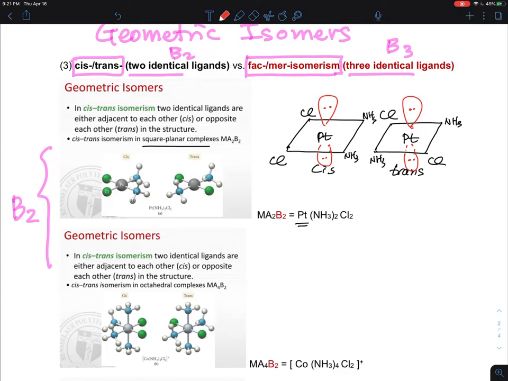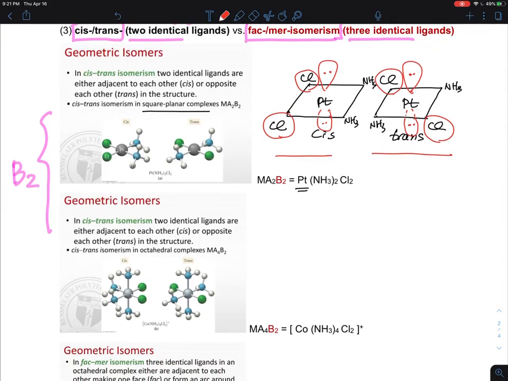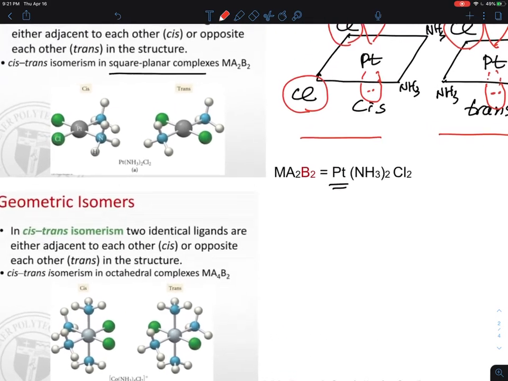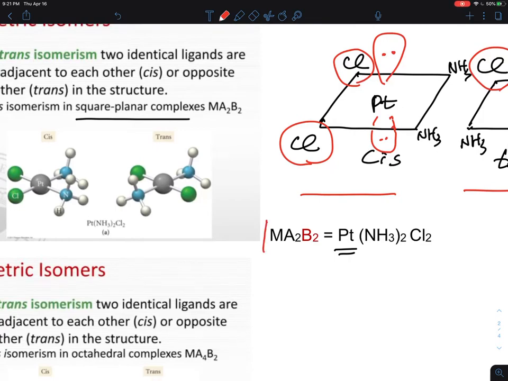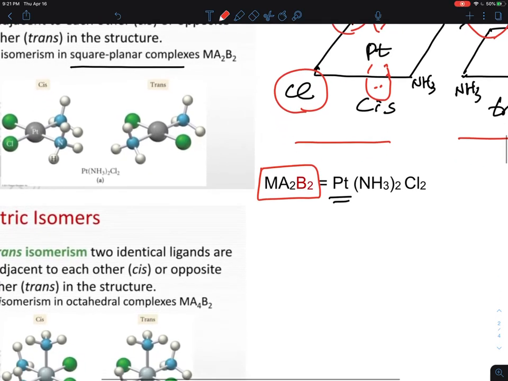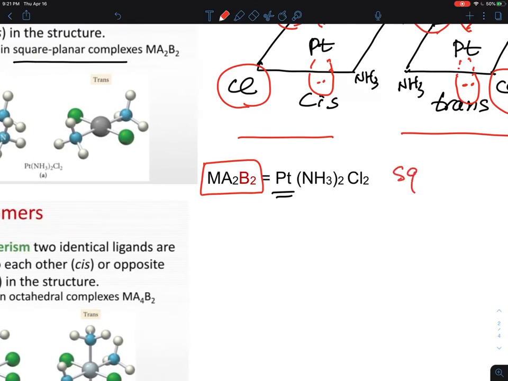But the point here is whether you see the 2 attachments in cis or trans geometry, whether on the opposite side or the same side, we can subdivide it, and these two obviously have different polarity. One is polar, so they have different boiling points and different physical properties and so on. So geometric isomers have different physical properties. This is mainly about the molecular structure of MA2B2, and that's square planar. It has to be square planar.